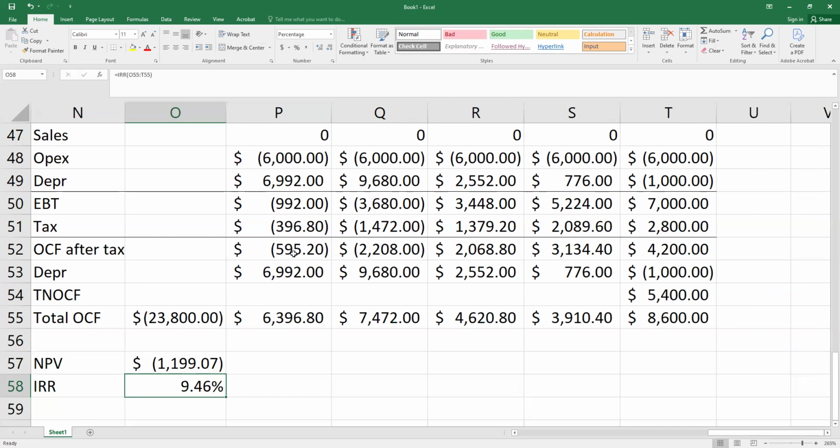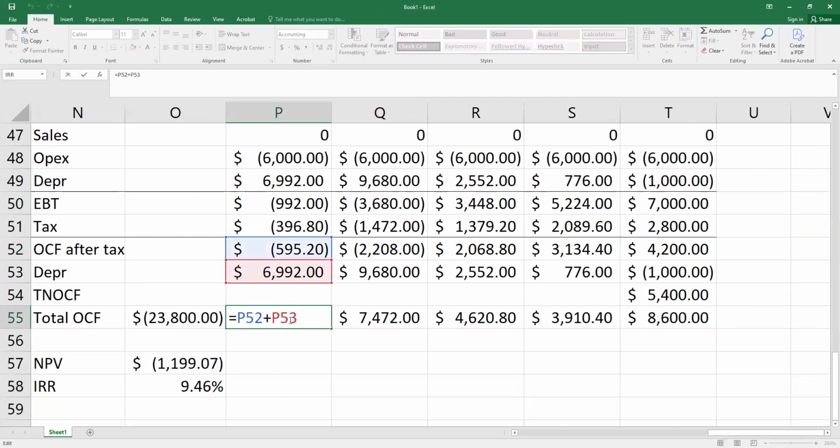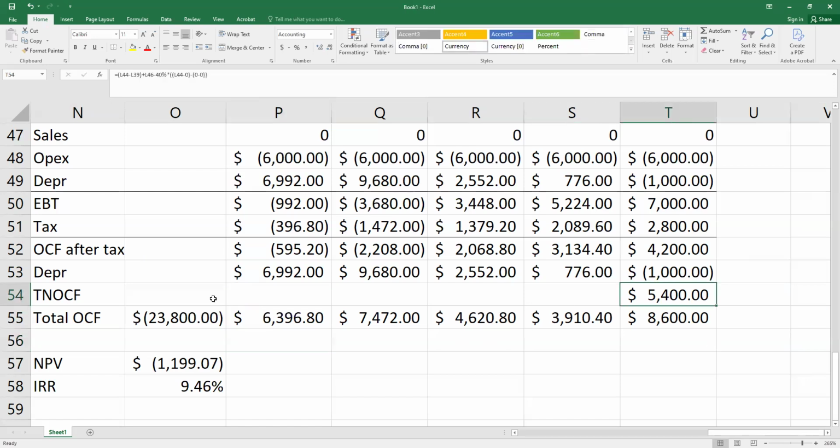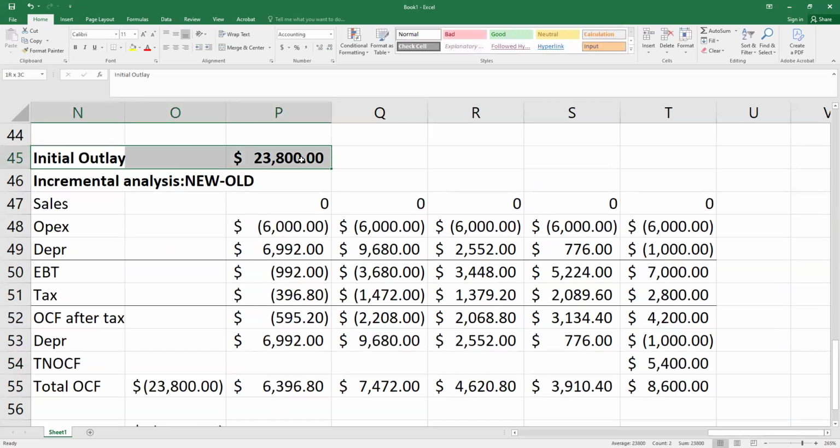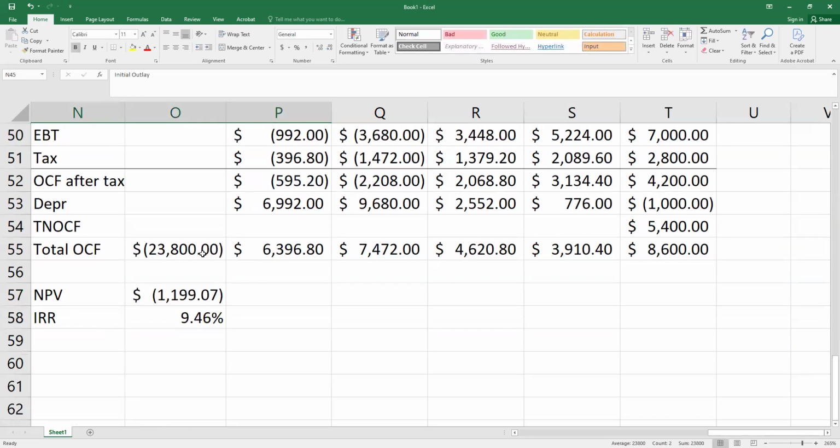It's just a summation of OCF after tax and depreciation. This one? It's an initial outlay. We just put it here. It's year zero, initial cost.